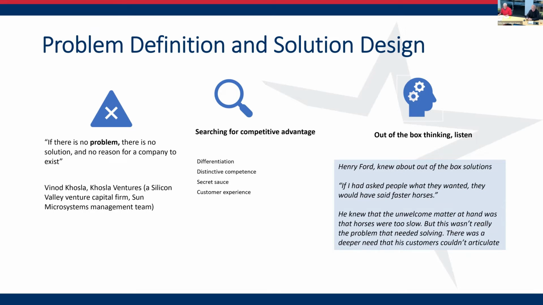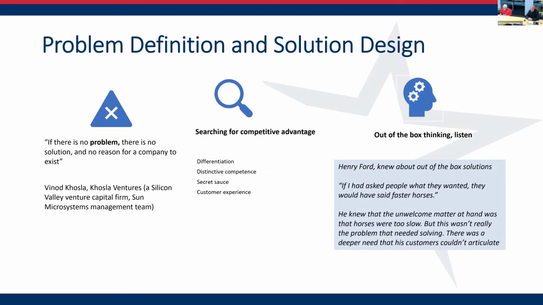There was a gentleman from Silicon Valley Ventures, fairly famous. His name is Vinod Khosla. He was part of the Sun Microsystems management team, a very famous organization when Silicon Valley was developing. They have since turned into other types of technology firms, but he coined the term, if there's no problem, there's no solution, and there's no reason for a company to exist. So all of that is very straightforward.